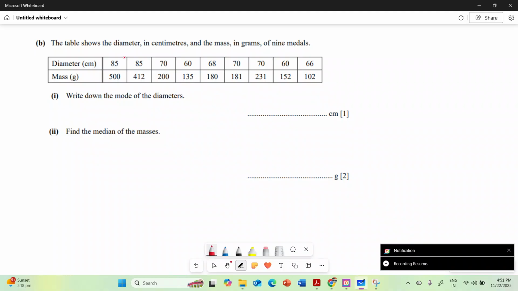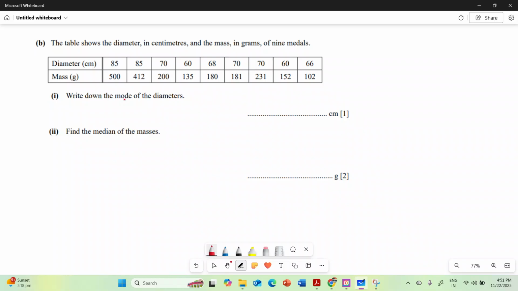For this question, here this is the diameter and here it is mass. Write down the mode of the diameter. Mode of the diameter: which number is coming most of the time. So here you can see 70 is coming one time, two times, and three times. The maximum times 70 is coming. The answer of this question is 70 centimeter.